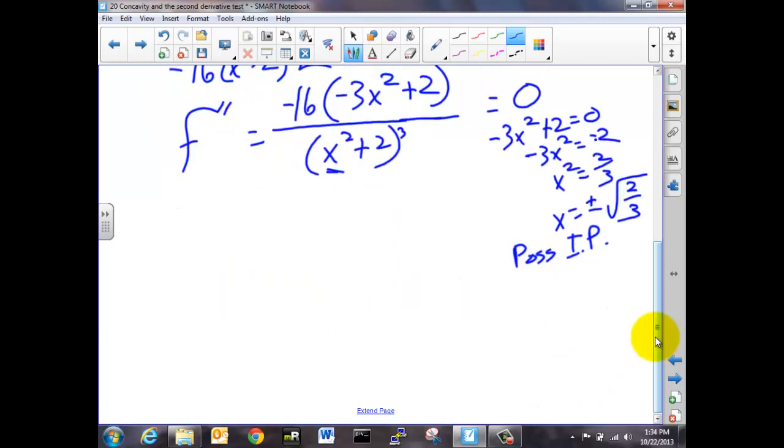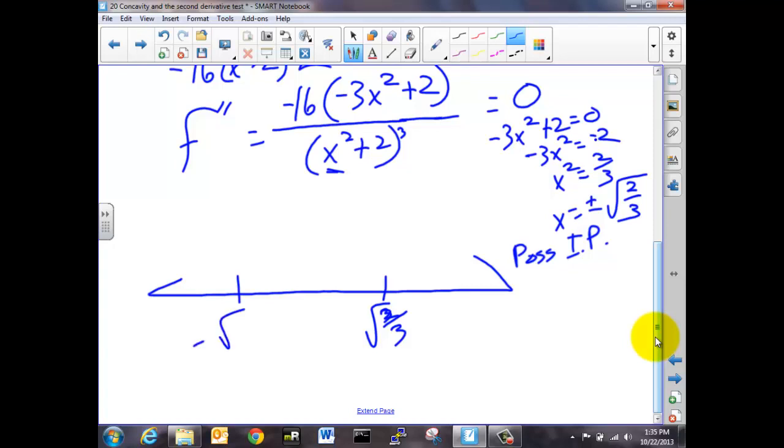So now we've got 2 still possible inflection points. So we're going to draw our second derivative. Inflection points are where the concavity changes, where it goes from being like this to being like this. We don't know that they are yet, but we're about to find out. So we've got the square root of 2/3 and the negative square root of 2/3.